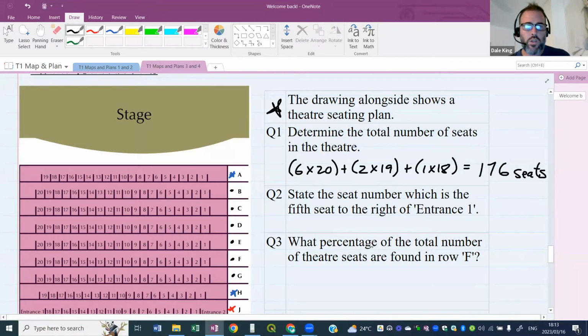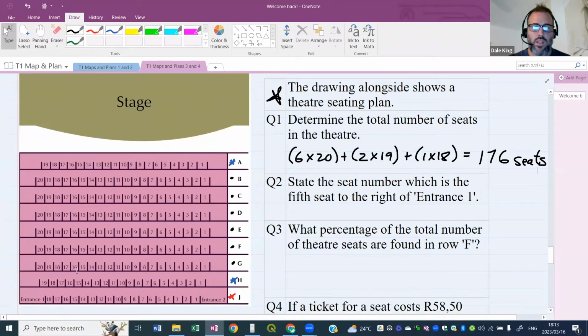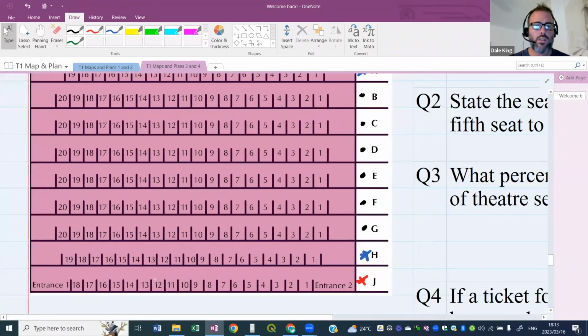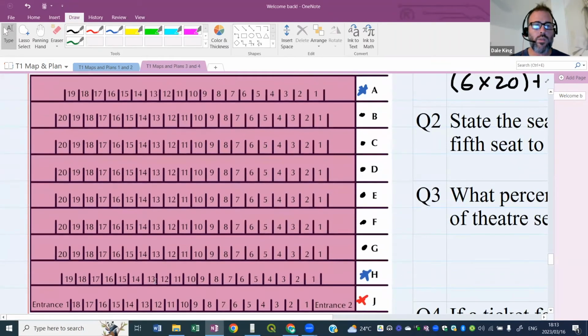Very good. All right, question 2. State the seat number which is the 5th seat to the right of entrance 1. The 5th seat to the right of entrance 1. What is its seat number? I'm just going to zoom in. The 5th seat to the right of entrance 1. What is its seat number?